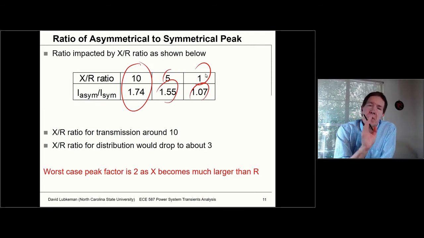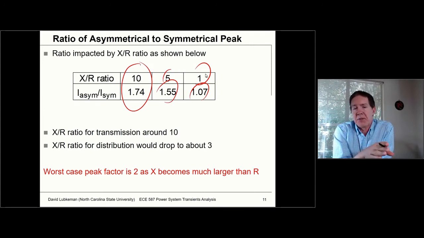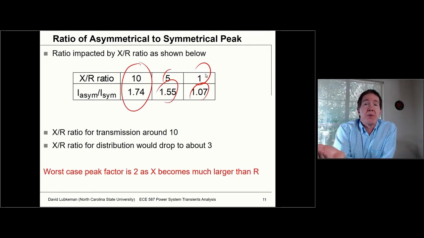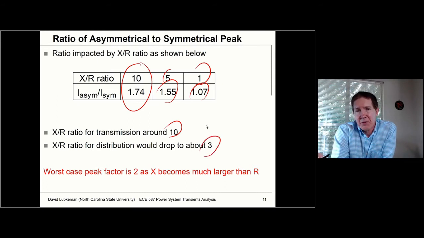So the more reactance we have with respect to the resistance, the higher ratio we're going to have, the worse this asymmetrical current could get as far as circuit breaker ratings. So just keep in mind that typically for transmission we're going to be up around here. For distribution it's going to be a lower value, maybe a factor of 3 or so.